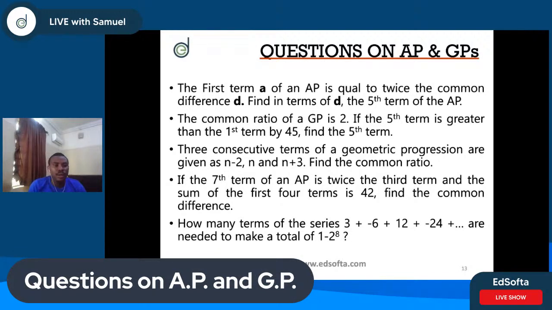So let's look at some of the questions on AP and GP. The first question: the first term A of an AP is equal to twice the common difference D. Find in terms of D the fifth term of the AP. There's a thought process towards solving this kind of question. So let's move to the whiteboard and see what we can do.